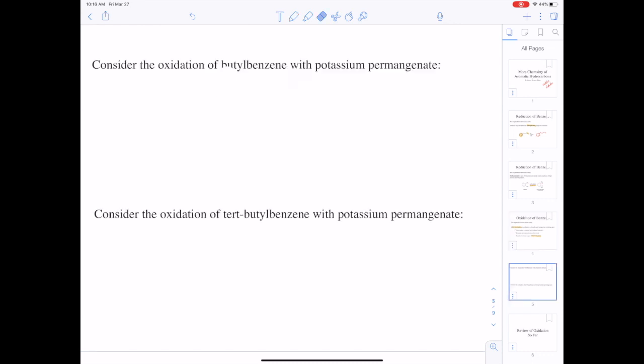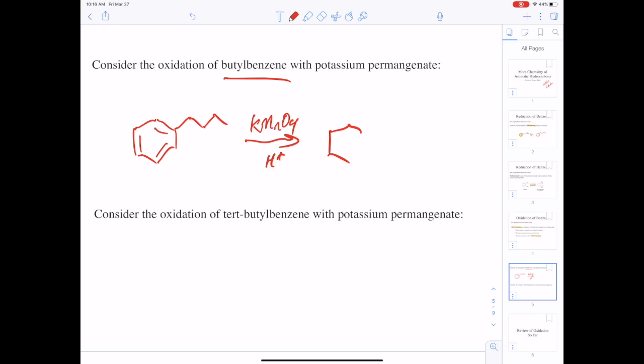So let's say we want to oxidize butylbenzene. So we have our butylbenzene, and we might use KMnO4 with acid conditions, and the ring will remain intact. But the carbon that's attached to the ring becomes a carboxylic acid. And what happens to the other remaining carbons? They become carbon dioxide, and we have 3 of those.